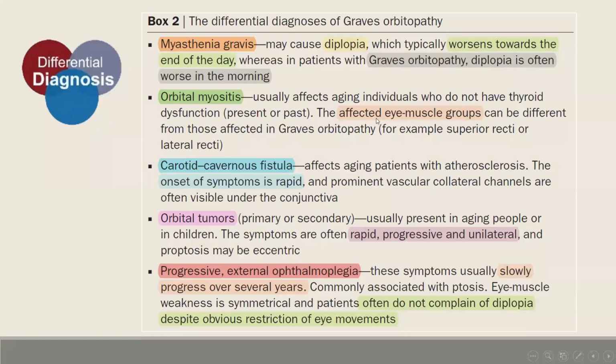Orbital myositis may affect the eye muscle group, and the muscle group mostly is different than the muscle that is affected in Graves' orbitopathy. In the carotid cavernous fistula, the onset of the symptoms is rapid. Orbital tumor is usually rapid, progressive, and unilateral, and can be diagnosed by CT or MRI. Progressive external ophthalmoplegia is slowly progressive over several years, and mostly the patient doesn't complain of diplopia despite obvious restriction of the eye movement. This is progressive external ophthalmoplegia.